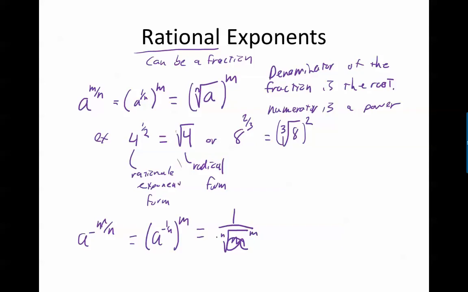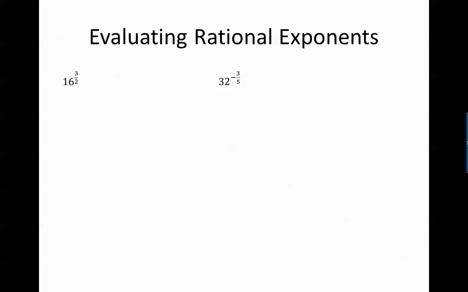So let's go ahead and do some examples though here. So we have 16 to the 3/2 power. I want to turn that into radical form. And the radical form is, so 2 is the denominator, and so that's a square root. And then I'm taking that of 16, and then I'm cubing it. So I changed it into radical form, and now evaluate just means find out what number this is. Well, the square root of 16 is 4, and 4 cubed is 64. So 16 to the 3/2 power is 64.